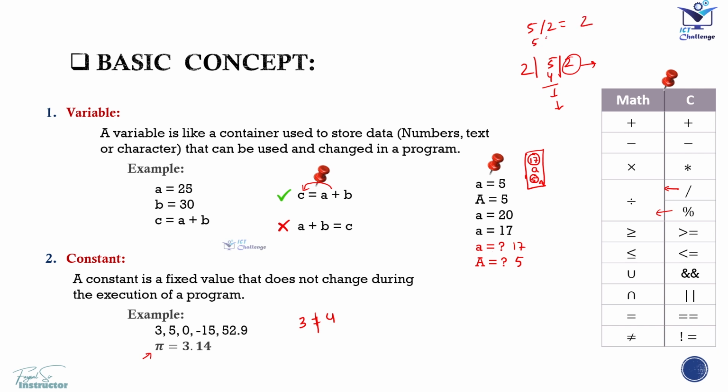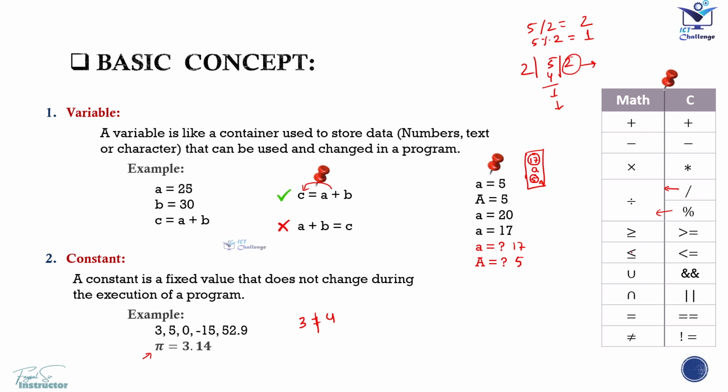And if I write 5 % 2, this sign is known as the remainder or modulus sign. So 5 modulus 2 represents our remainder value, which is 1. In this way you have to write the division in terms of C programming.